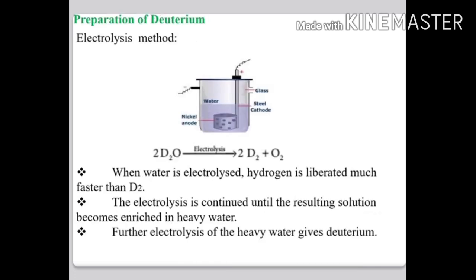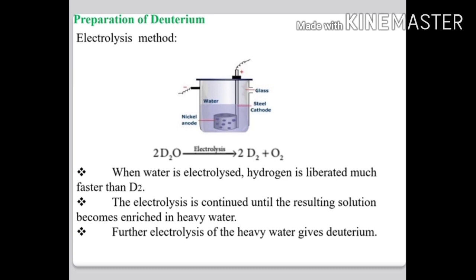Next we are going to discuss the preparation of deuterium. Deuterium is prepared by the electrolysis method. When water is electrolyzed, hydrogen is liberated, as we have already studied. But here heavy water is involved in the electrolysis, and we are not able to take heavy water directly. First, we take ordinary water and electrolyze it. Hydrogen is liberated much faster than deuterium.